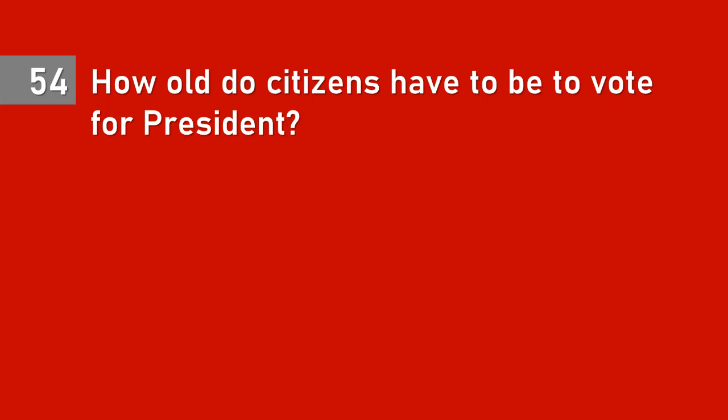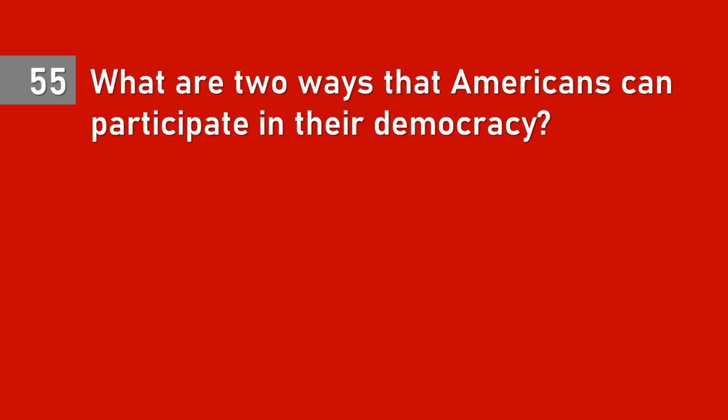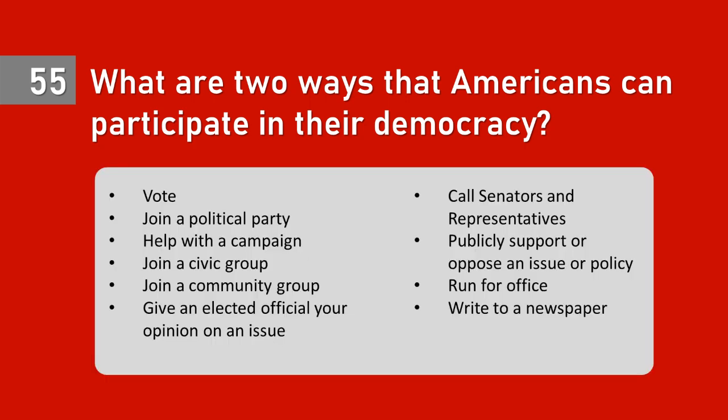Question 54. How old do citizens have to be to vote for president? 18 and older. Question 55. What are 2 ways that Americans can participate in their democracy? Vote. Join a political party. Help with a campaign. Join a civic group.